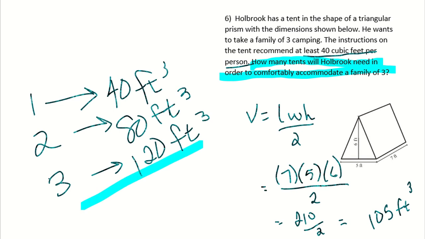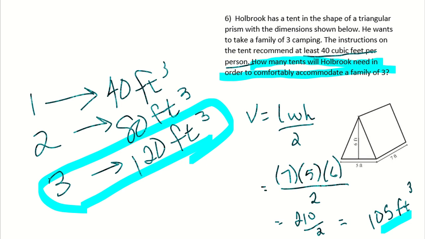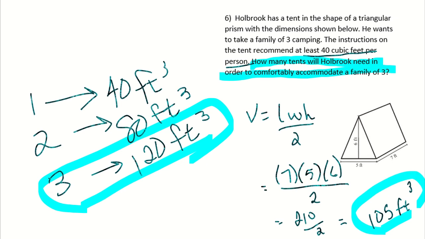So 3 people would need 120, and what we've got in this tent is 105. So think logically, is that enough space? Three people need 120, and we only have 105 available in one tent, so no, that would not be enough. We need a little bit more room, so we need another tent. Do you see that? So the answer to the question, how many tents will Holbrook need? He's going to need 2 tents.